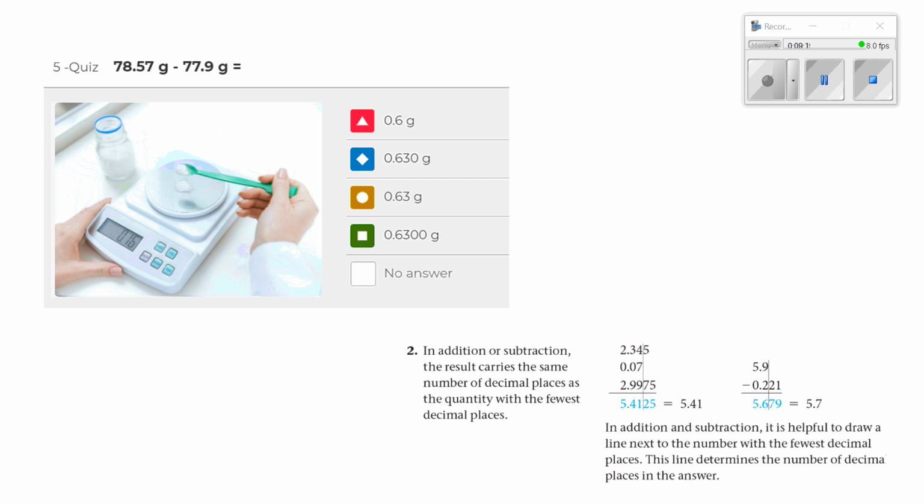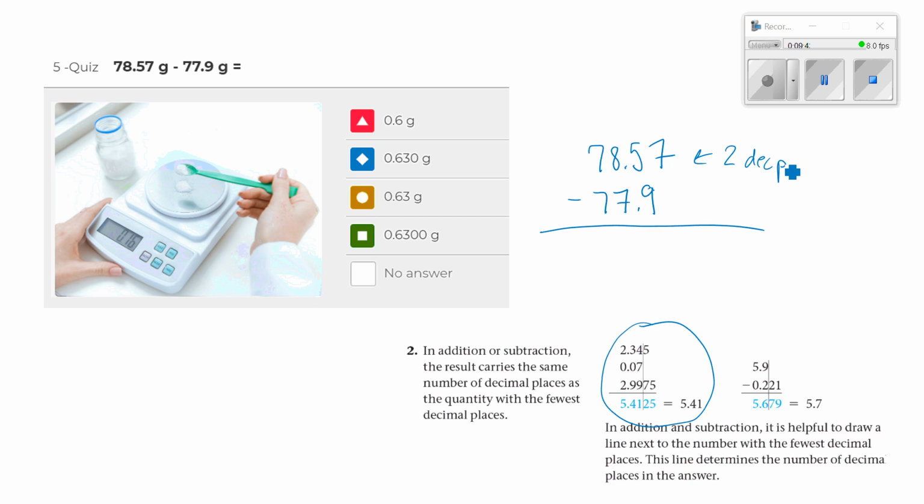And there's a hint here when you're doing addition or subtraction. It might help to write them out this way as shown below. So let's write this out. 78.57 minus 77.9. And the rule is that the result carries the same number of decimal places. So this one has 2 decimal places. This one is only out to the 1 decimal place. So the answer will only be carried out to 1 decimal place.